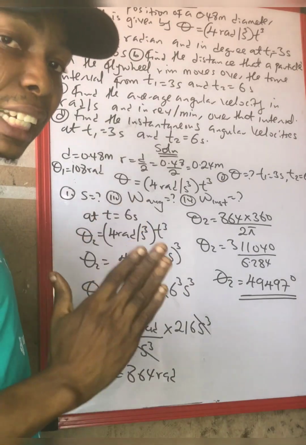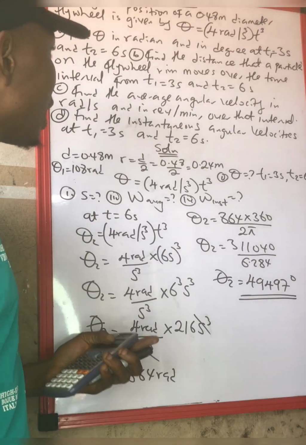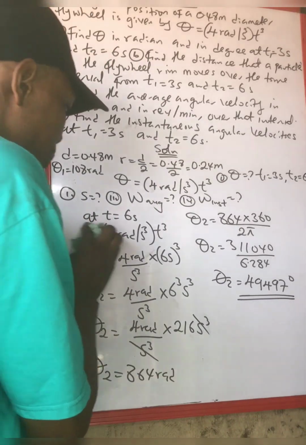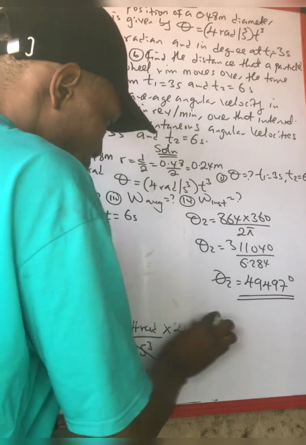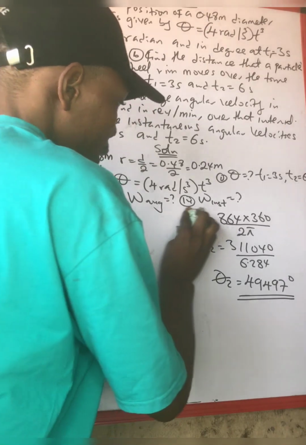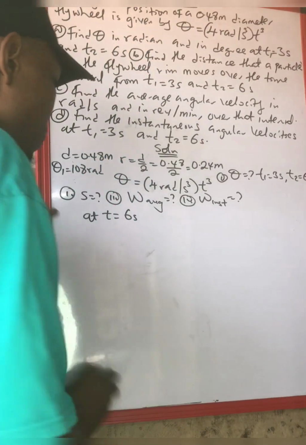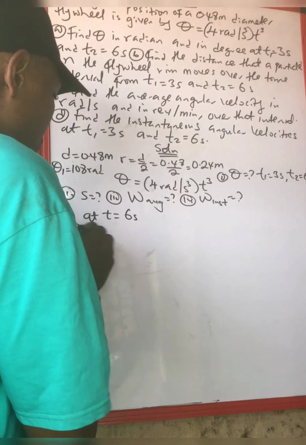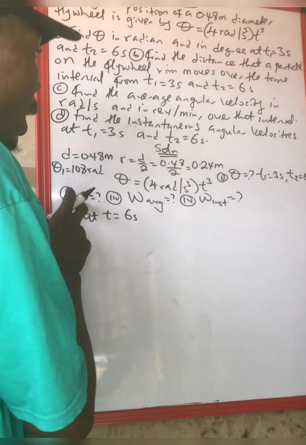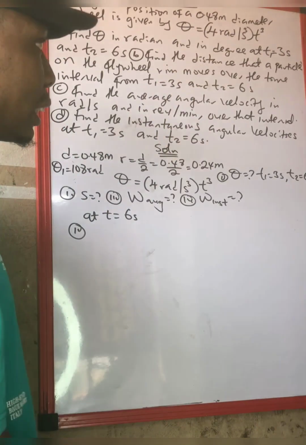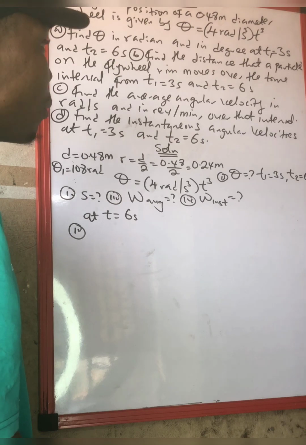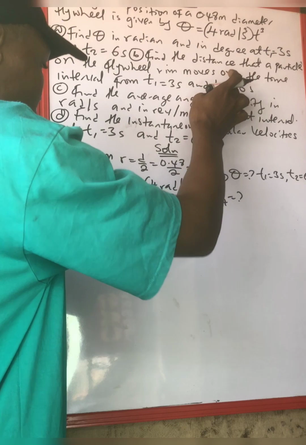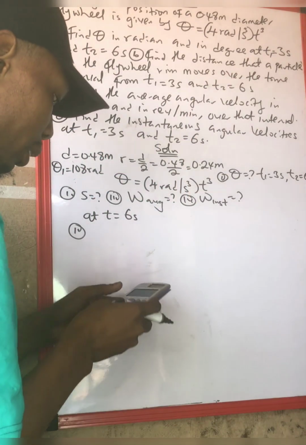So we've only succeeded in getting number 1. The next phase now is to move down to the number 2 question. And in the number 2, we are asked to look for what? The distance that a particle on the flywheel ring moves over the time interval from t1 equals 3 and t2 equals 6.